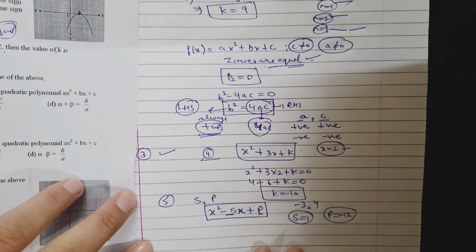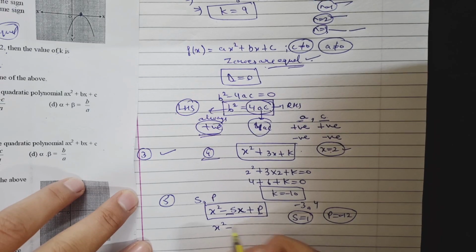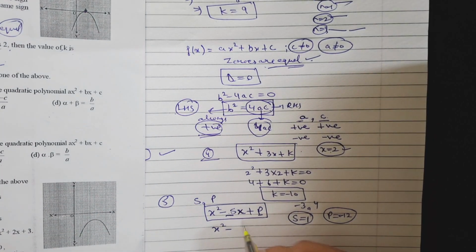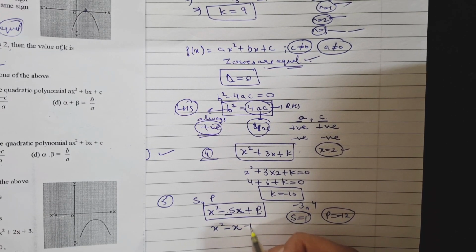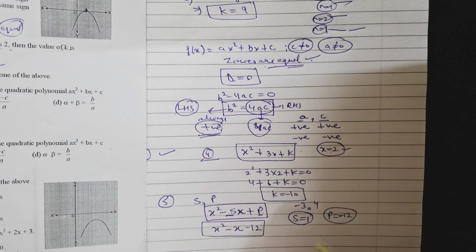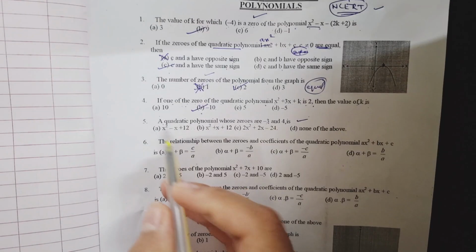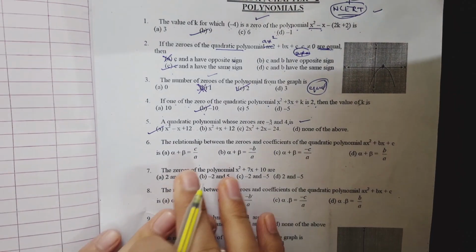Okay, now put here x square minus sx, that is, s value is 1. 1 into x is x, so x square minus x plus p. Product is minus 12, so minus 12. This is your quadratic polynomial, x square minus x minus 12. This is your quadratic polynomial and this is your answer.